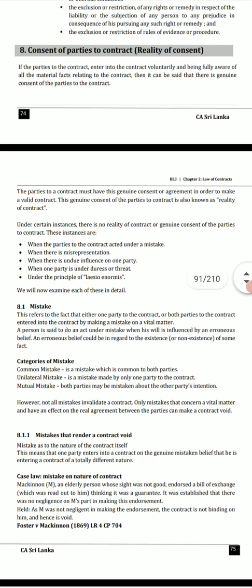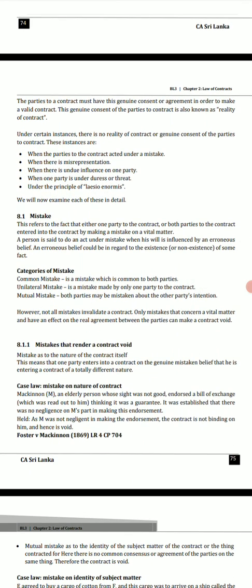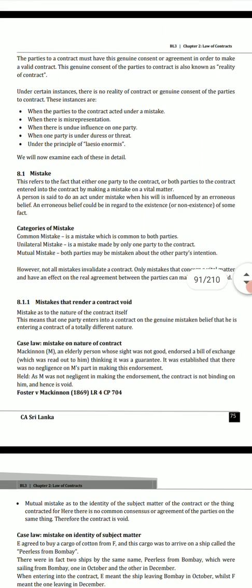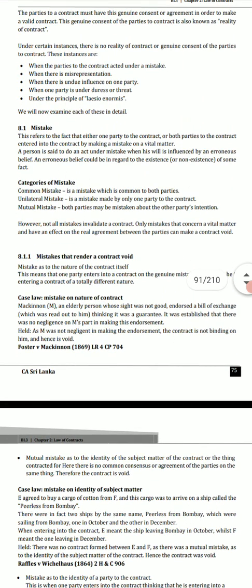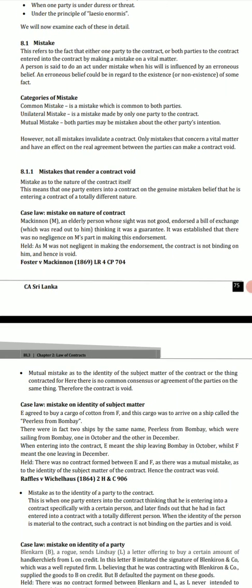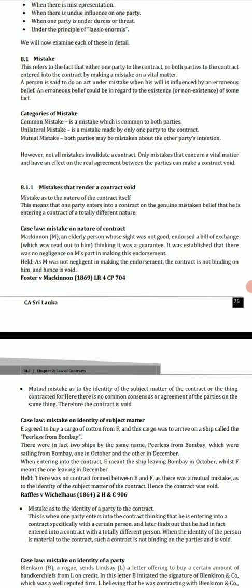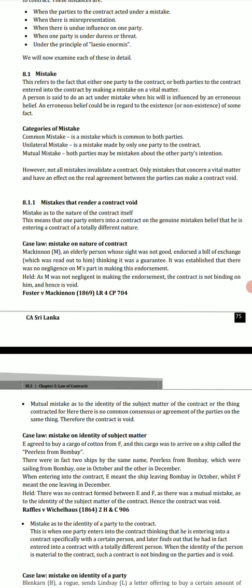So yeah, there are things called mistakes, categories of mistakes, mistakes that render a contract void. It refers to a fact that either one party to the contract or both parties to the contract entered into by mistake on a vital matter. These things are actually quite hard to predict in courts because it takes years and years of proving that it has to be a mistake. Such as common mistake, unilateral mistake, mutual mistake. So you are proving that you made a mistake in order to make the contract voidable, in order to stop the contract.